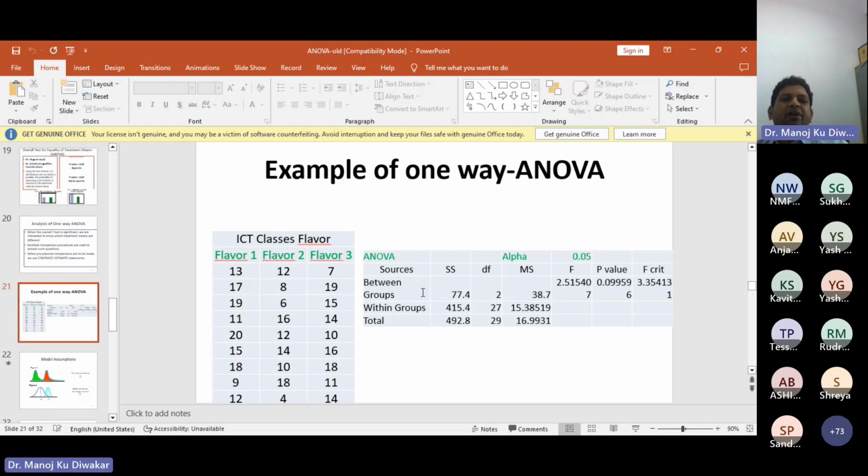This is another example, where we talk about ICT flavors for the class, flavors 1, 2 and 3, and the changes in the marks. Whatever marks you assess from these flavors of ICT, you then apply the analysis of variance. This is your F value, which is 2.515, and the p value is 0.09, and after that you can easily make the decision. This is the one way analysis of variance. Now, how can we understand the model assumptions in layman's terms?